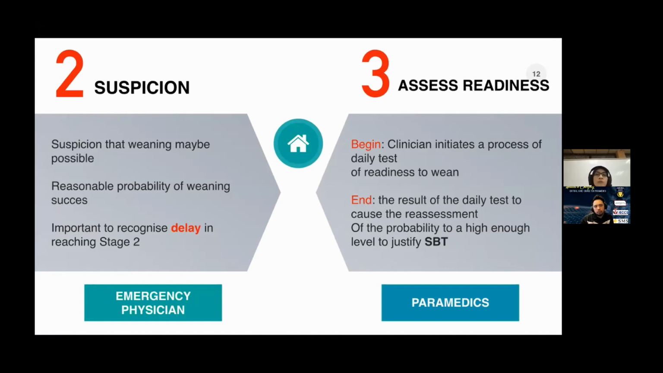They look for certain things to determine whether the patient is ready to be weaned, and when the result of the daily test causes the reassessment of the probability to be high enough to justify an SBT. Meaning that if that reassessment is good and achieves the parameters you are looking for, then you can proceed to level 4, which is the spontaneous breathing trial.